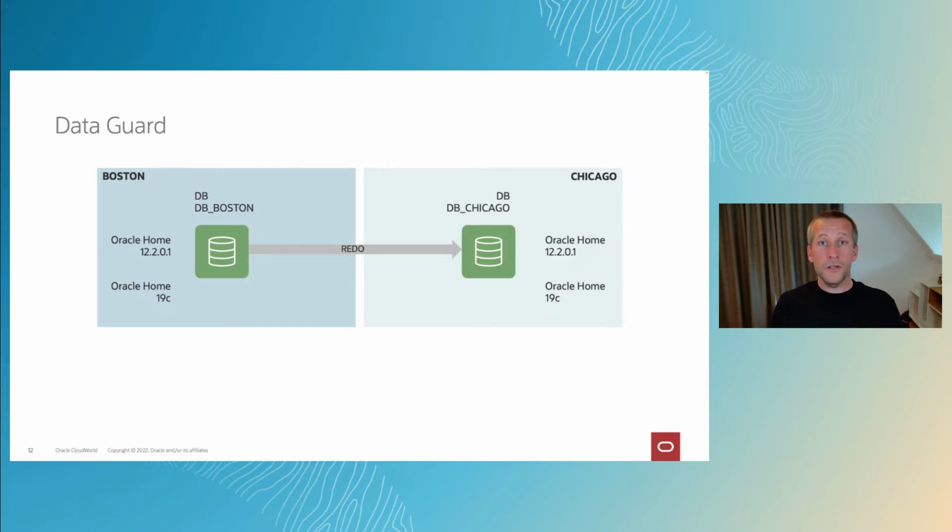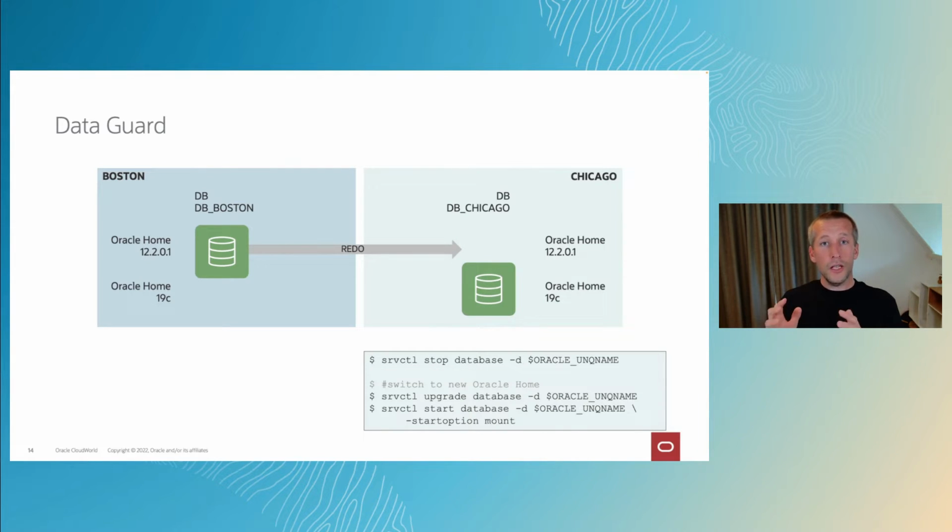And the architecture or the concept looks something like this. This is a typical Data Guard setup. You have two databases, Boston and Chicago. They're running on the old release and you want to upgrade to Oracle Database 19c. You install the new home on both of the database hosts, and the first thing that you do is to create a guaranteed restore point on the standby database. This will ensure that your standby database is protected.